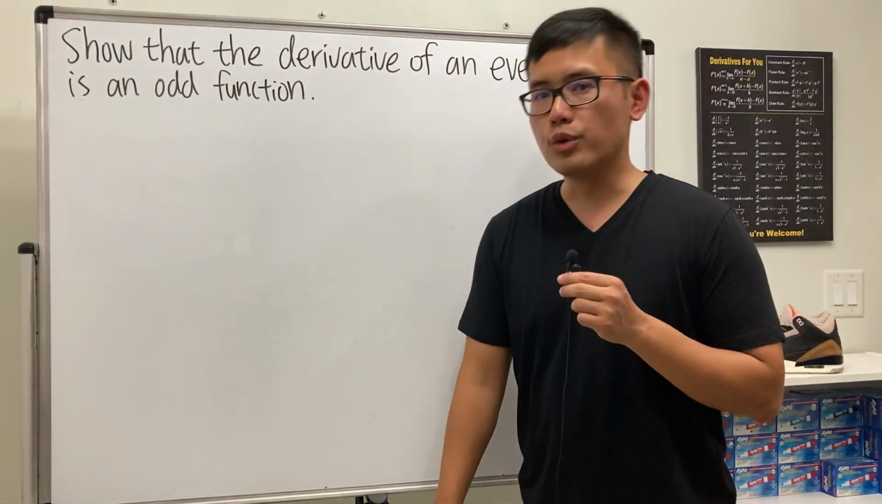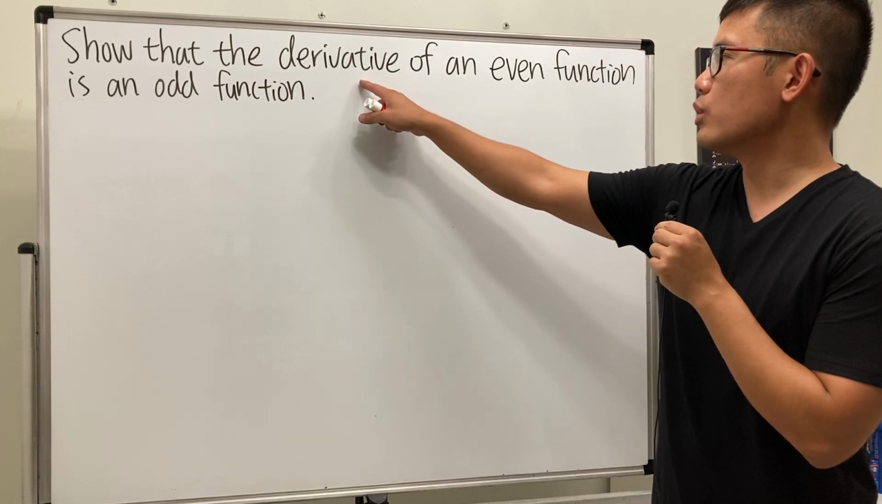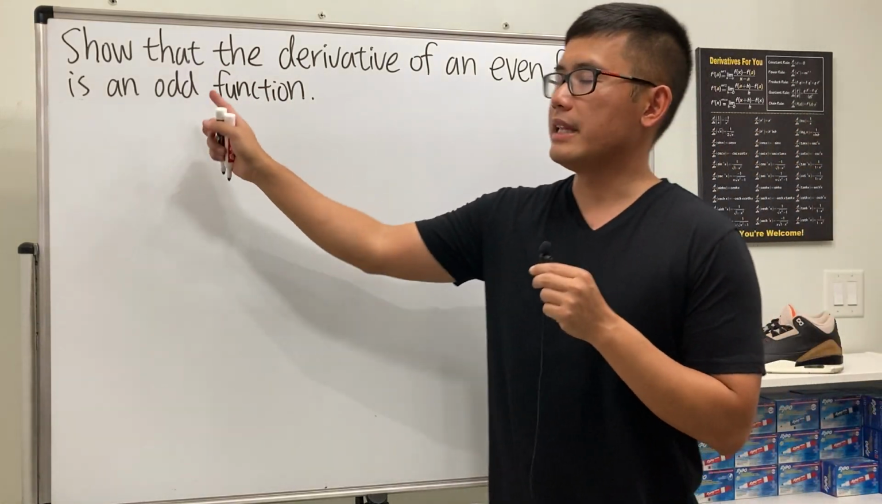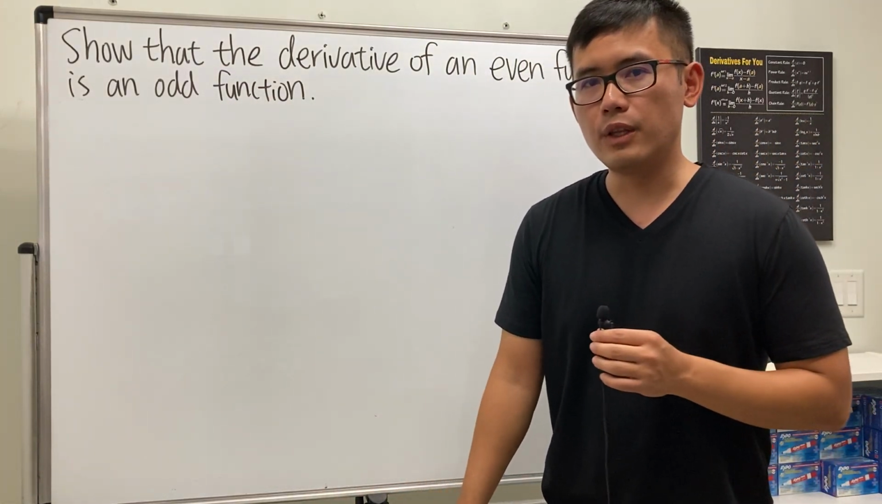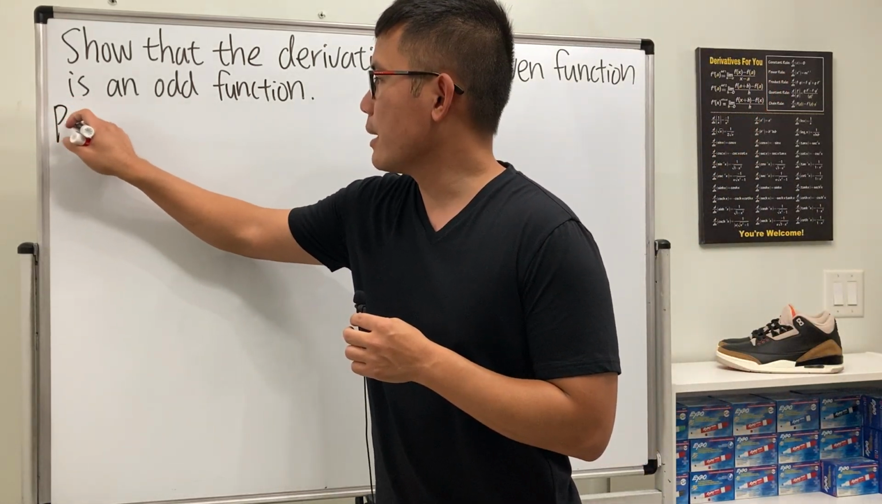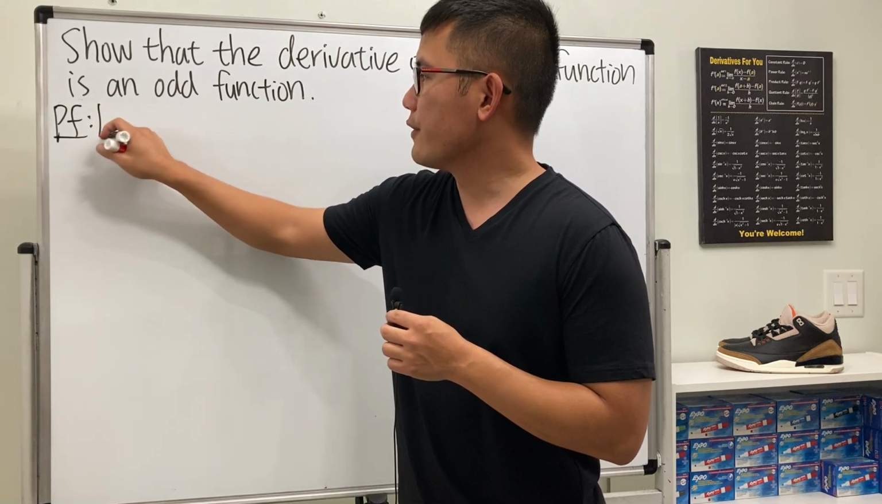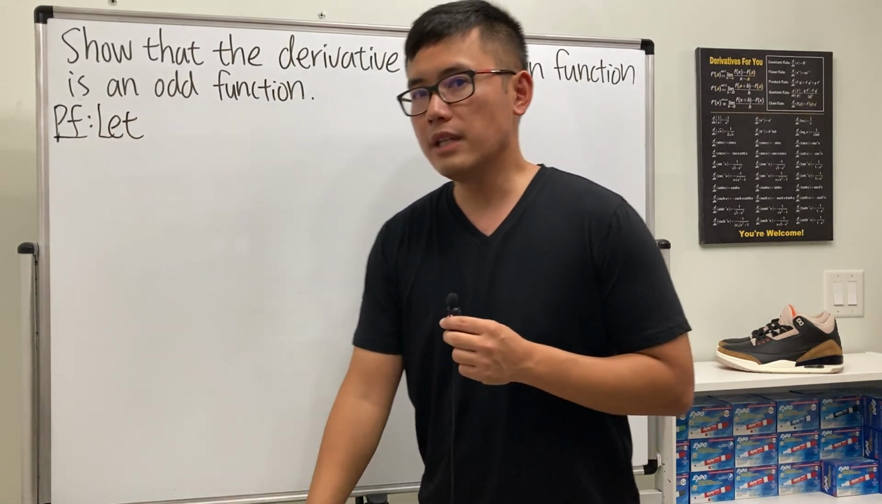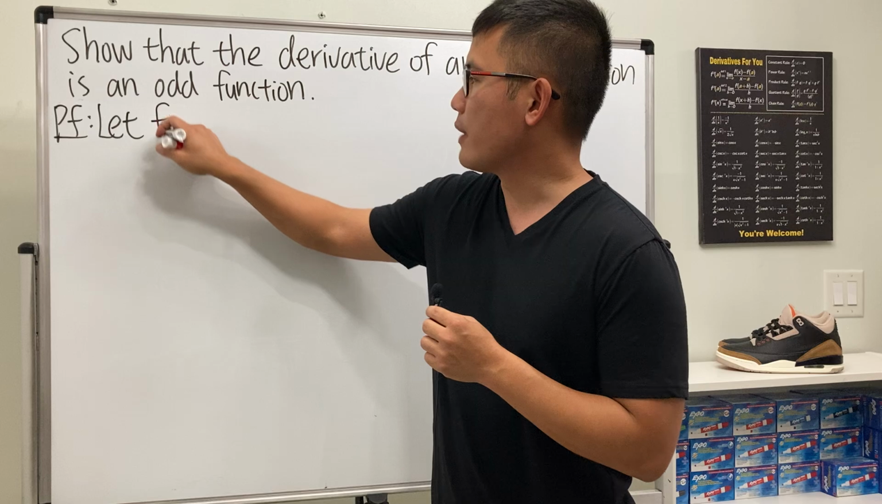All right, here we are going to do a proof. We are going to show that the derivative of an even function is an odd function. And we'll be using the definition of derivative to do this. So check this out. First, let's write down pf for proof. And then, of course, we need a function to start with. So let's just say, let f be our function.